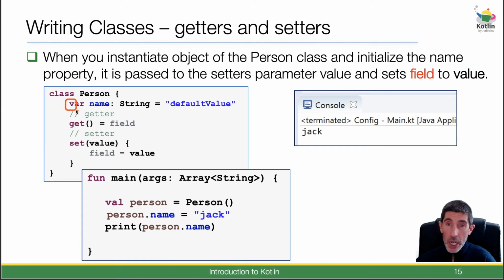If you remember, we declared it as a var, so we can change the name property and then print it out. But behind the scenes, the getter and setter are getting called. The setter would be called because we're updating the name, and when we reference person.name, the getter would be automatically invoked. And when we print it out, simply Jack gets printed to the console.